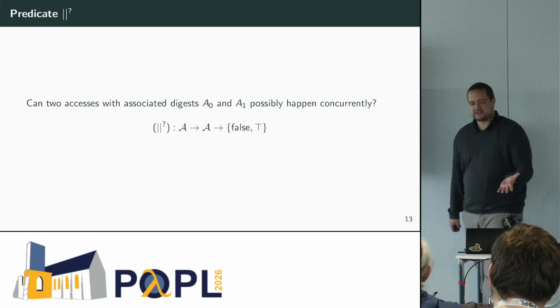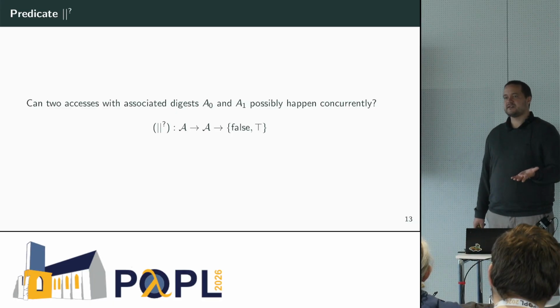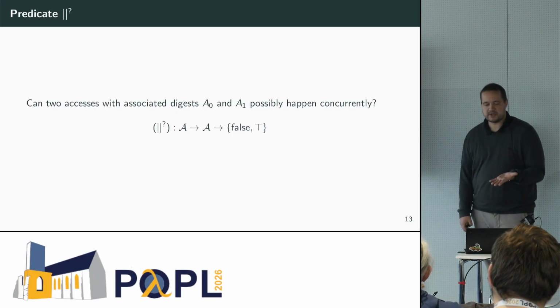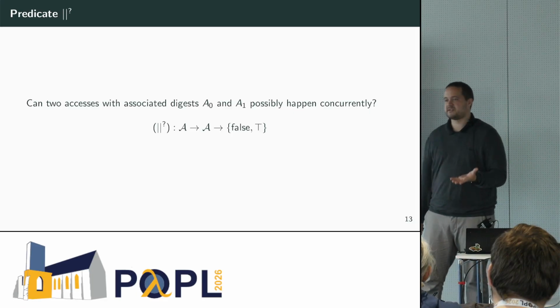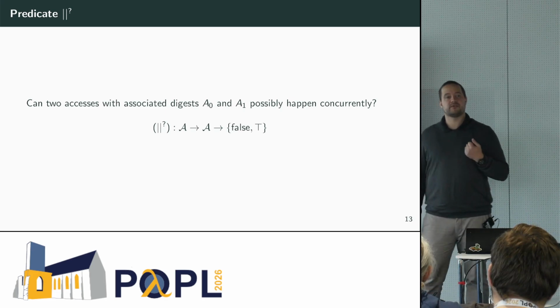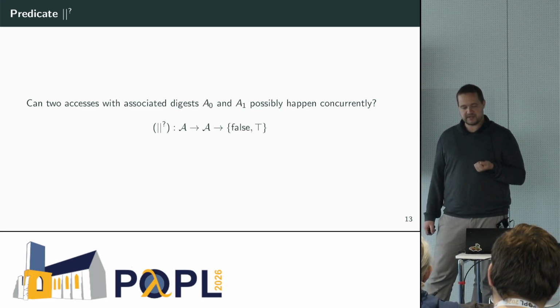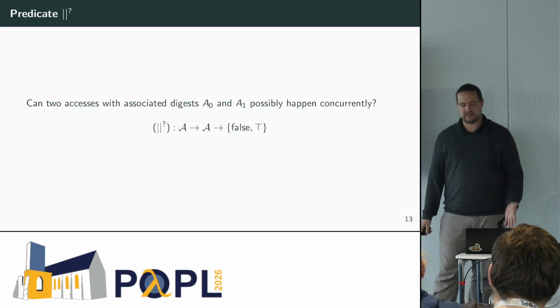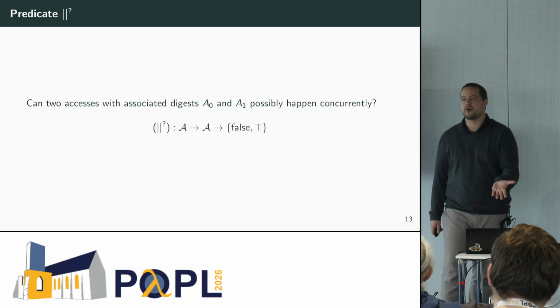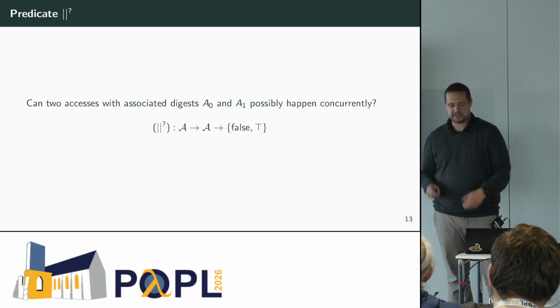And then this leads us to the definition of this predicate, which is supposed to answer exactly these questions. So I have two accesses with digests A0 and A1, and I want to say, can they possibly happen concurrently? And we write it down like this. We have this predicate, we give it two digests, and then this predicate will either return false, which says the accesses with these digests can never race or can never happen concurrently, or it will return top, which says, okay, they may race.